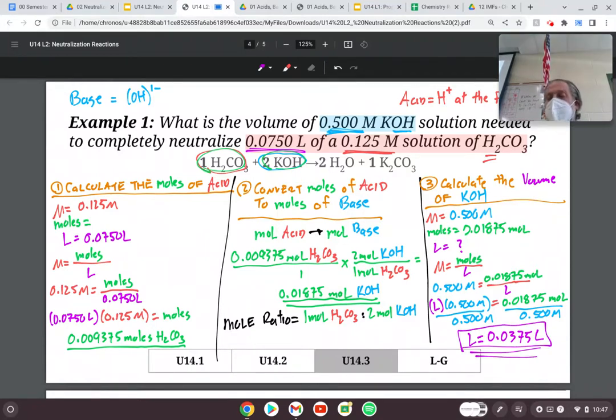Okay. All of the problems in your homework today are going to be 3 steps. You're going to do a molarity calculation step, a mole conversion calculation step, and another molarity calculation step.